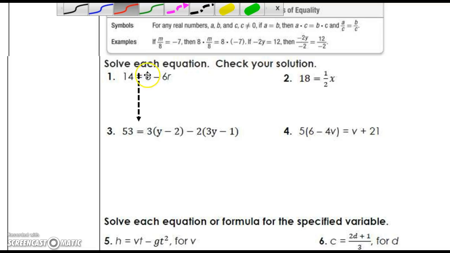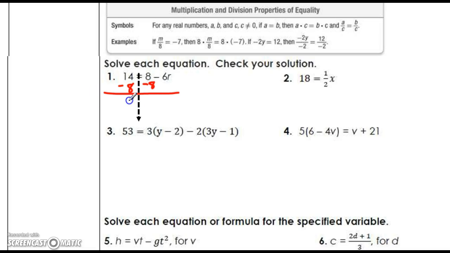So how would I undo a positive 8? Well, I would subtract 8 if my pen was working. We would subtract 8. And whatever we do to one side, we have to do to the other side. So now we have 6 on this side, and we have a negative 6r on this side. So now we want to get that variable alone.